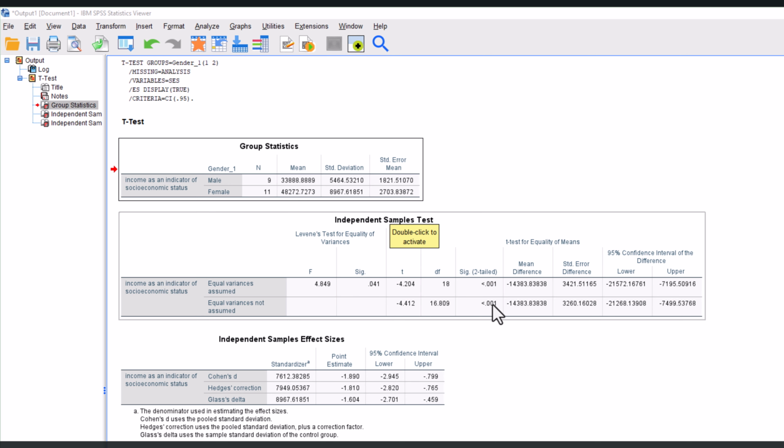Keep in mind that before reaching any conclusion, we need to first consider whether Levene's test of equality of variance is providing any information about the assumption, whether the assumption is met or whether the assumption was violated.